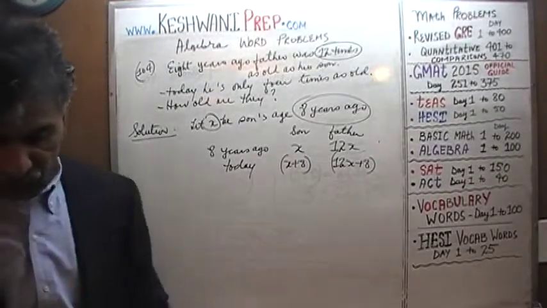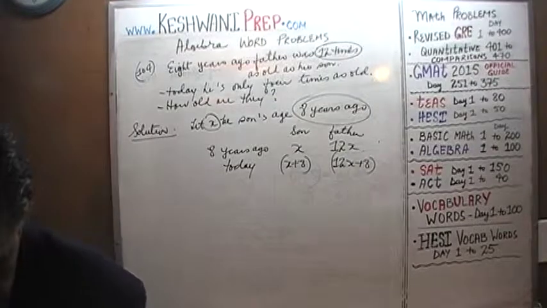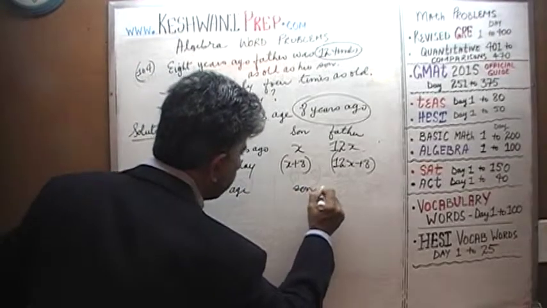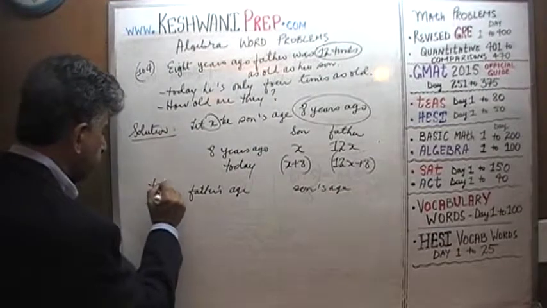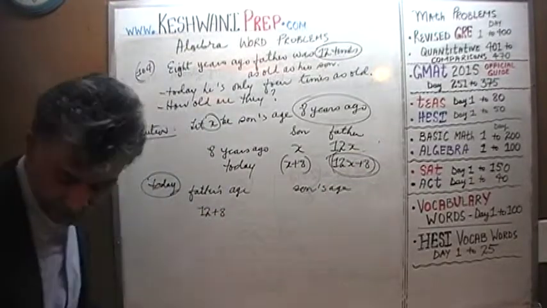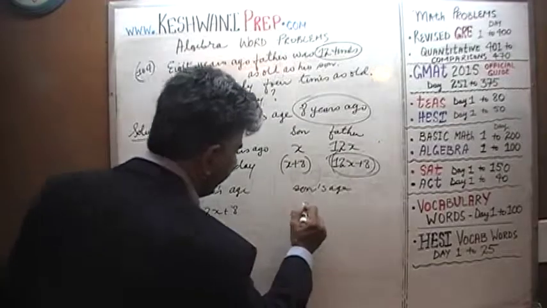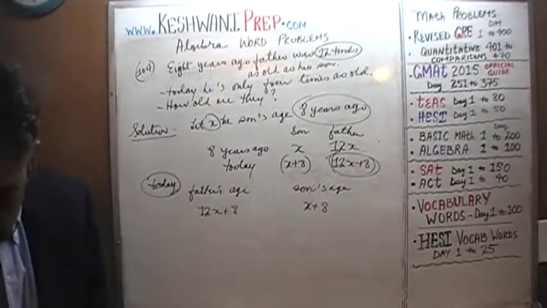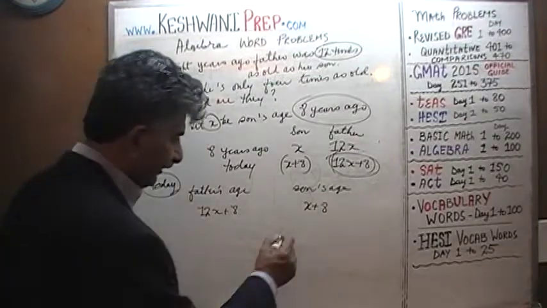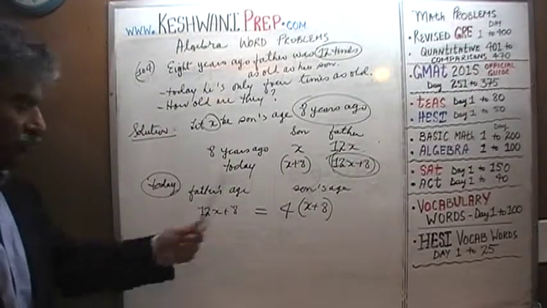Now, what sort of relationship exists between these two quantities? We are told that today he's only 4 times as old. This is the father's age, and this is the son's age. This is today. Today, father's age is this right here, 12x plus 8. And what's the son's age today? x plus 8. And what sort of relationship exists between these two quantities? Well, we are told that today he's only 4 times as old. So whatever the son's age is today, you multiply that by 4, and that's how old the father is. That's it, we are done. That's all it is. We just have to solve for x.